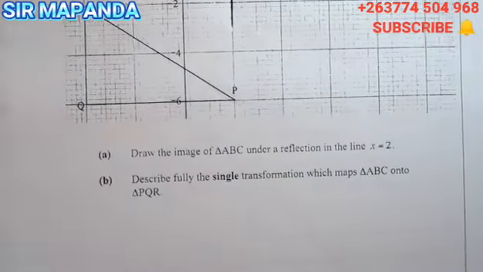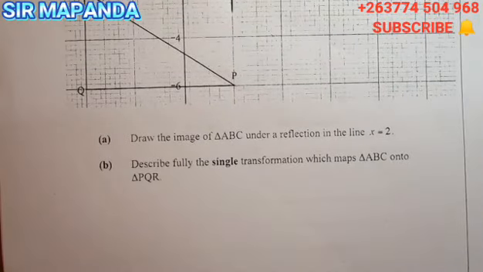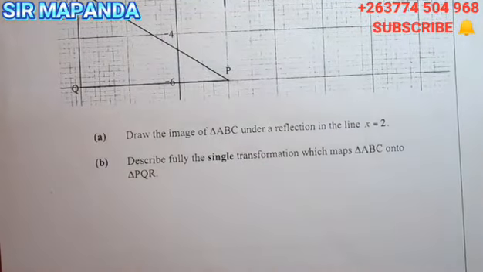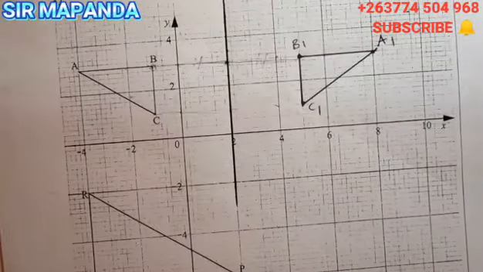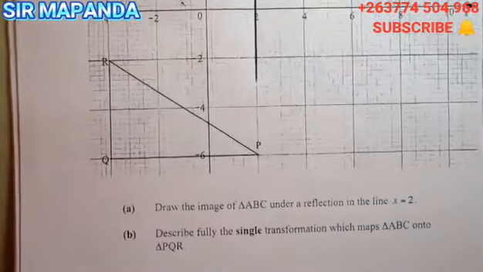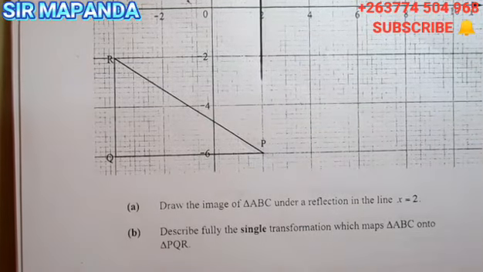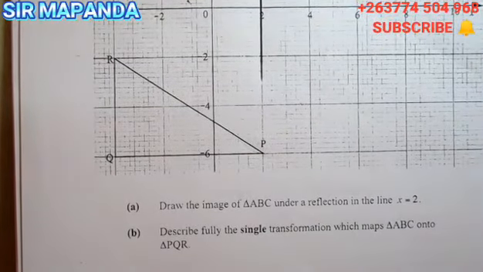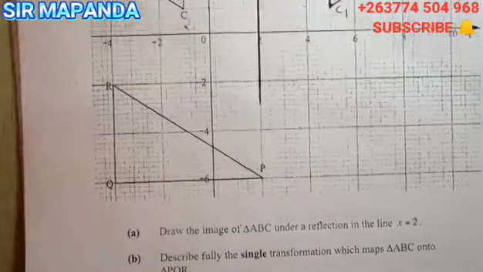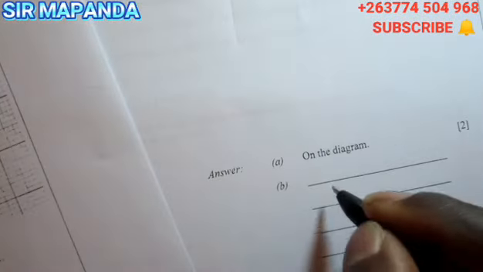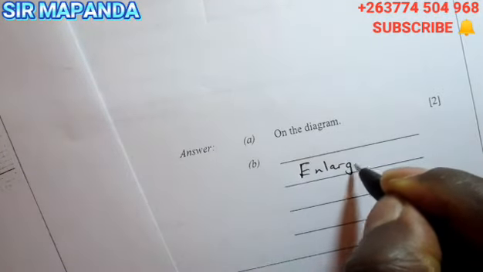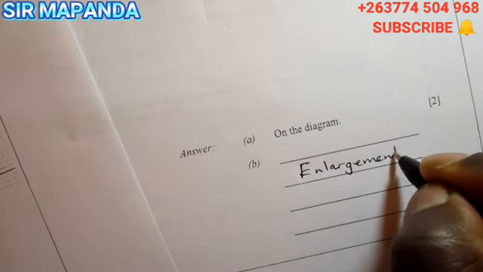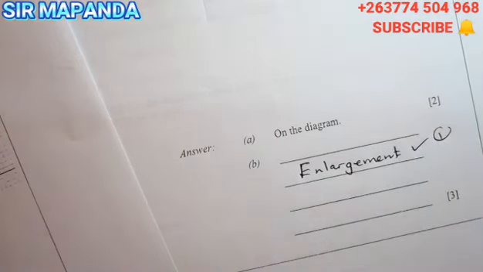We move on to part B. Describe fully a single transformation which maps ABC onto PQR. Right, so you can clearly notice that ABC and PQR are similar shapes. I hope you are listening, class. Right, so this is an enlargement. So you write enlargement as your first description. Then you get yourself a single mark for that.